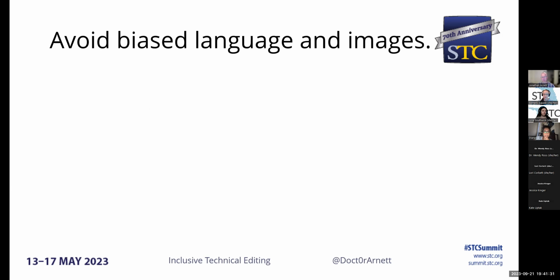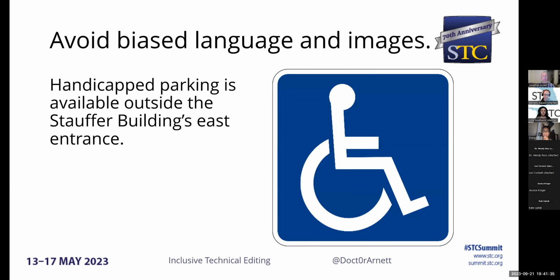So let's talk just a little briefly about avoiding biased images and language. This is one we're all familiar with. This is the handicapped placard. Yes, we've seen it many times, and I've got some sample text here. Handicapped parking is available outside the Stauffer Building's east entrance. Seems relatively okay, right? But handicapped parking, is there a better way we could say this?